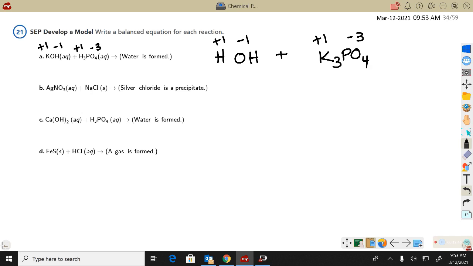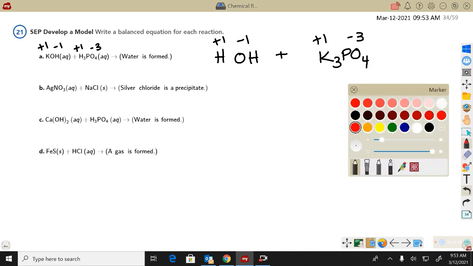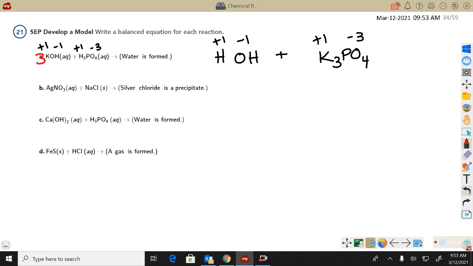All right, let's do this now. I think I got my formulas. It is time to balance. Originally there's 1 potassium, but now I have 3 on the product side. So I'm going to add in a 3. That gives me 3 hydroxides. All right, OH, I need 3 of you.